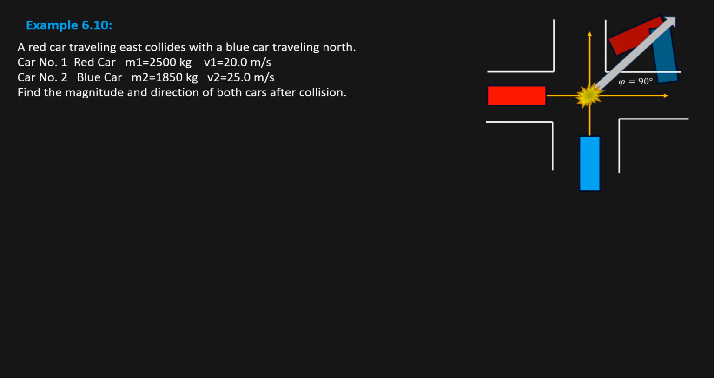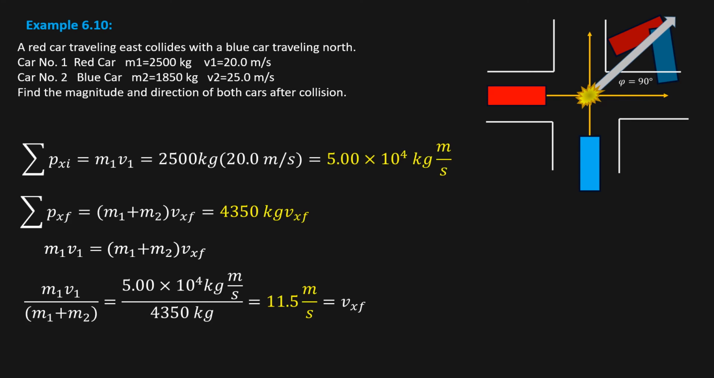Let's look at another example. This is a perpendicular problem, so it's pretty easy. First of all, we take the x-axis, the initial momentum in, and then the final momentum out. We equate these two, and we get this expression. And then we solve for Vxf. This is our Vxf.